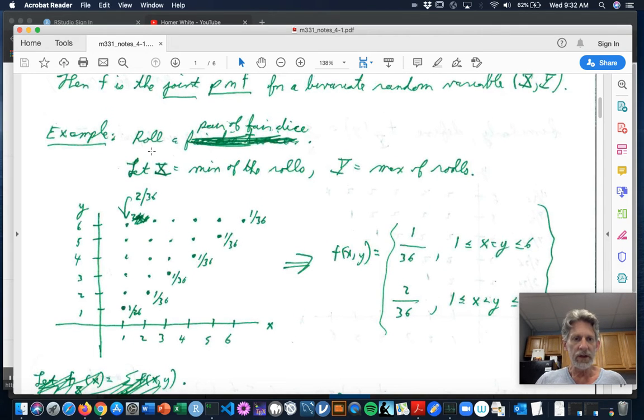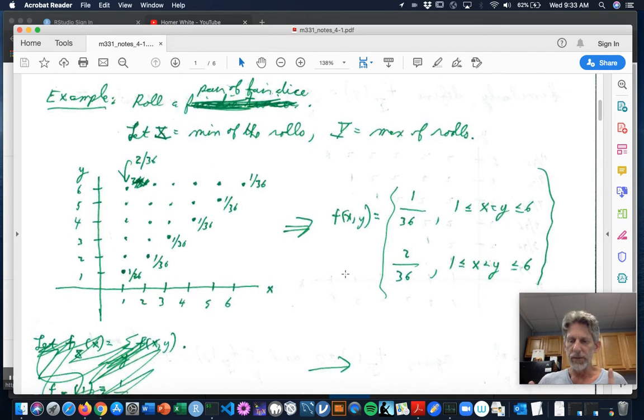So let's let capital X be the minimum of the rolls and let capital Y be the maximum of the two rolls. So X is the smaller, Y is the bigger of the two faces that land up. Now, I'm not saying right now that capital X and capital Y are random variables. I'm saying that we're looking at a bivariate random variable, (X, Y) here. And I want to figure out, based on the assumption of fair dice and independence, what's a good choice for the bivariate probability mass function.